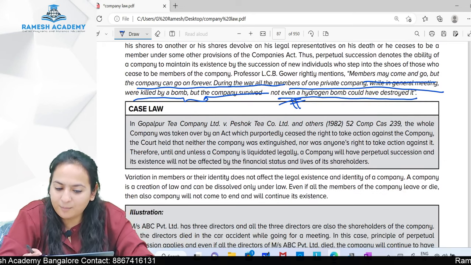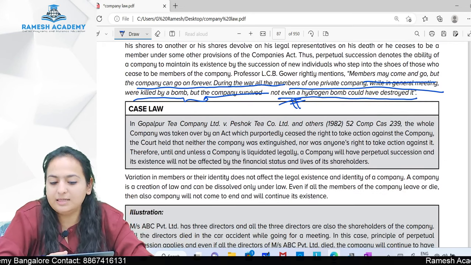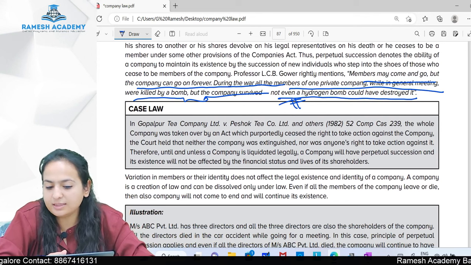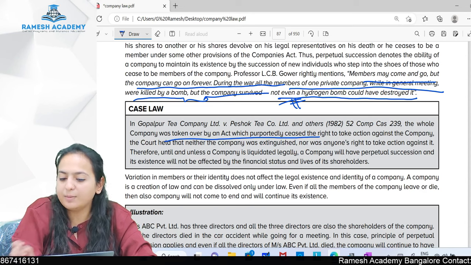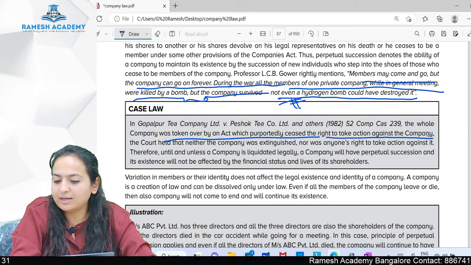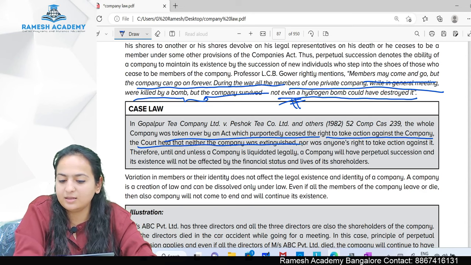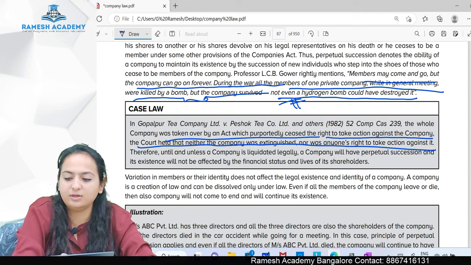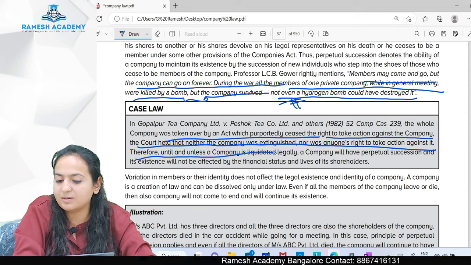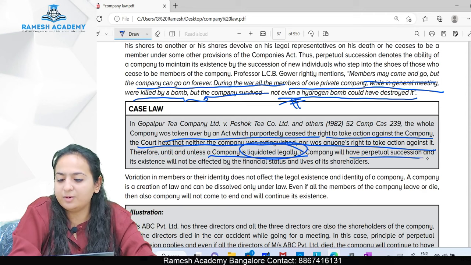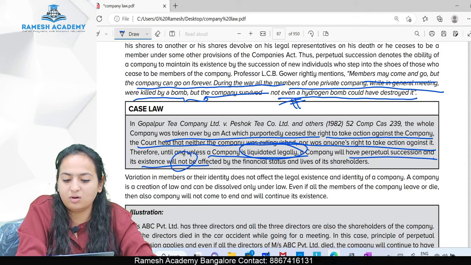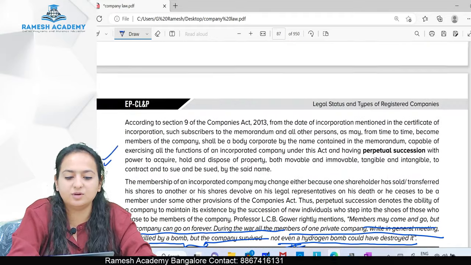In Gopalpur Tea Company versus Peshawar Tea Company Limited, the whole company was taken over by an Act, which purportedly seized the right to take action against the company. The court held that neither the company was singular nor did any of them have the right to take action against it. Therefore, until and unless the company is liquidated, legally a company will have perpetual succession, and its existence is not affected by its financial status and the lives of shareholders.